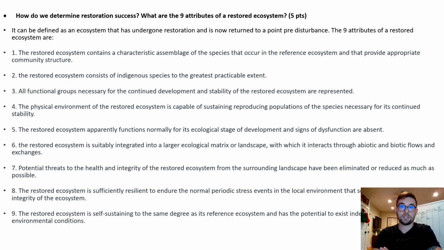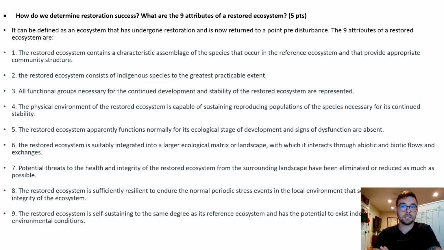How to determine restoration success: the 9 attributes of a restored ecosystem. Restoration success can be defined as an ecosystem that has undergone restoration and has now returned to a point pre-disturbance. The 9 attributes of a restored ecosystem are: 1.